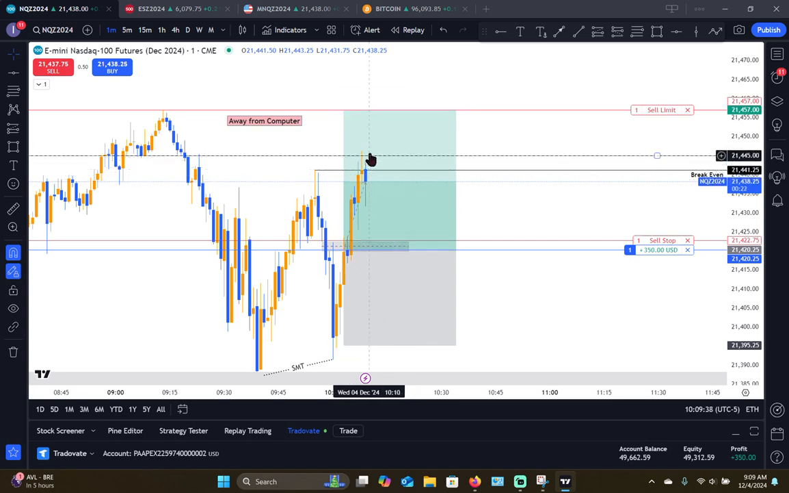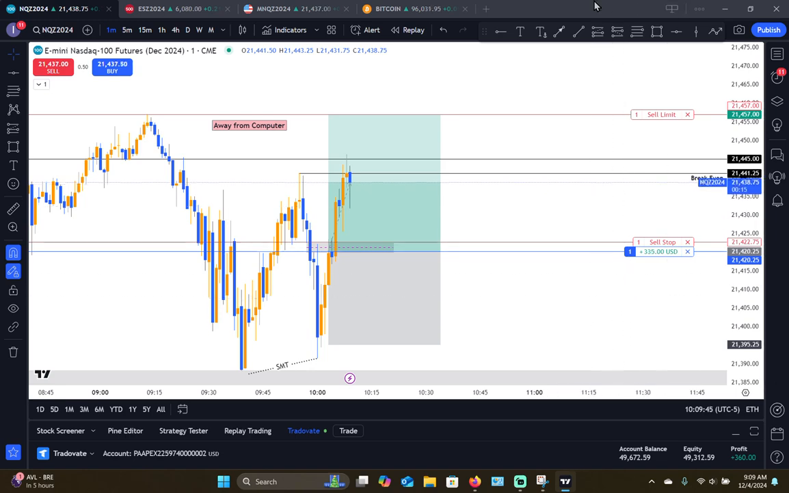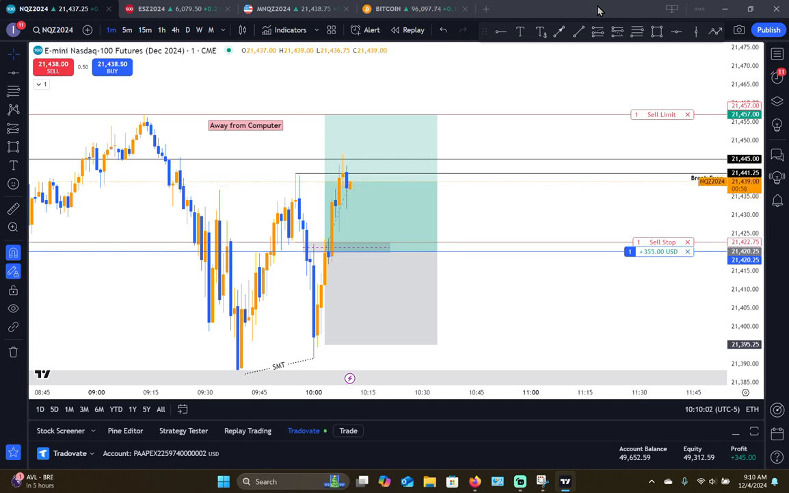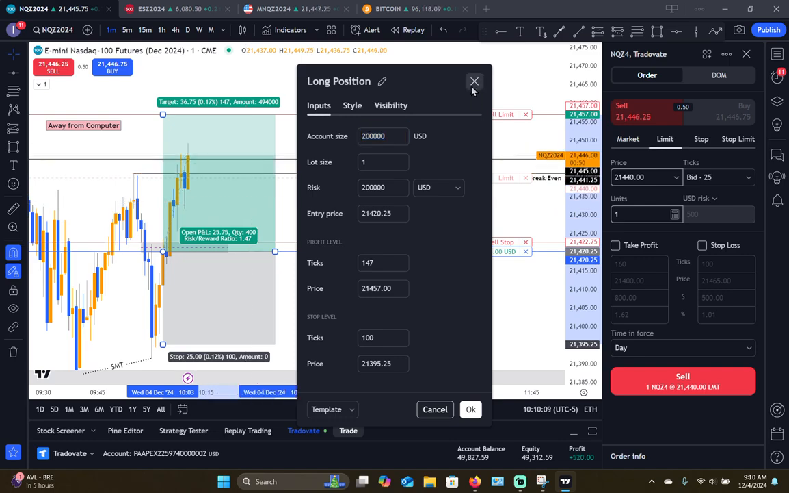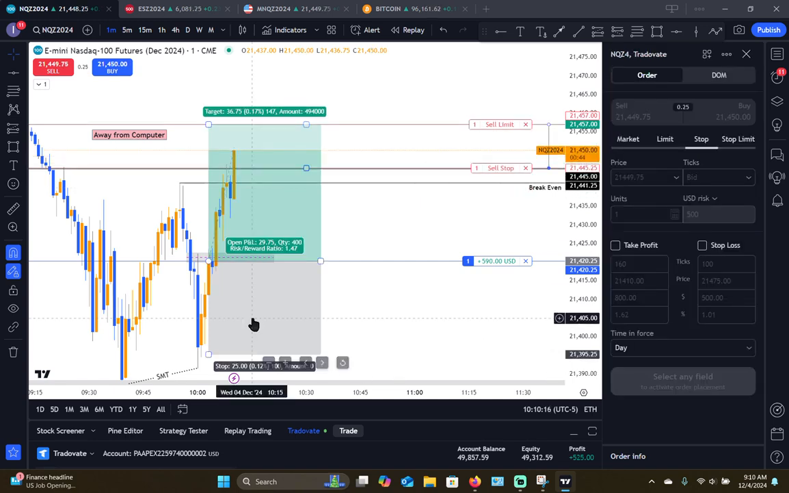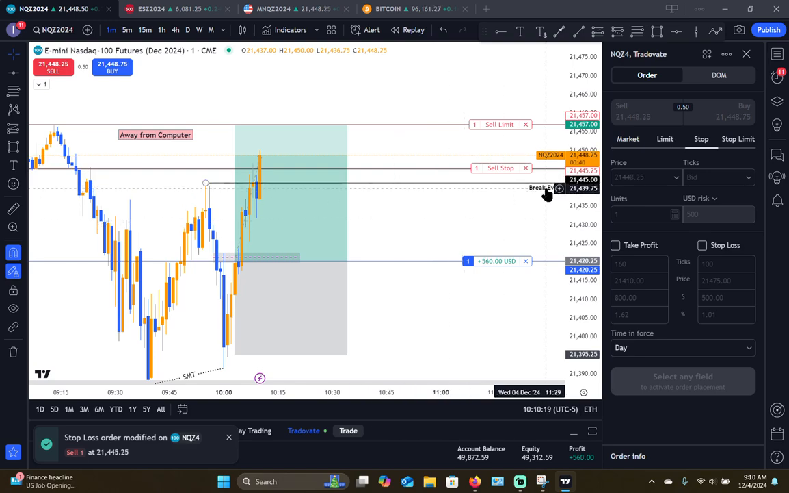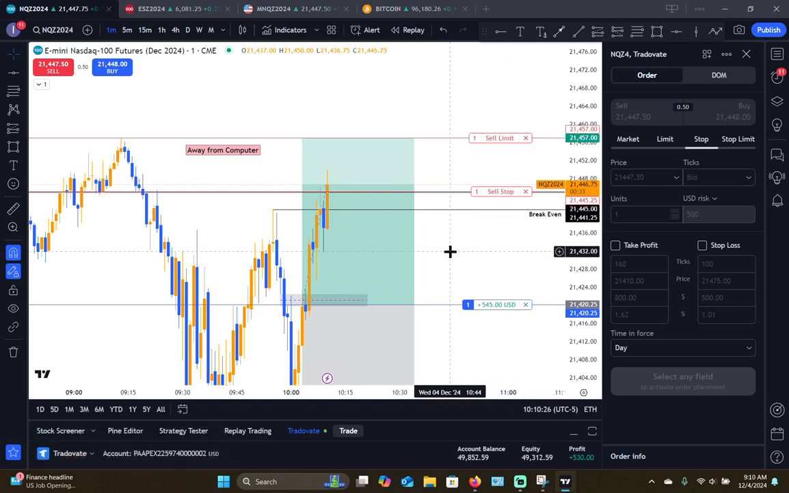Yeah, sometimes it gives me a second chance, sometimes it doesn't. So let's just see what price wants to do. And just like that, I secure the one-to-one, and the price wants to continue to move up from here. Get me some more. We will see.